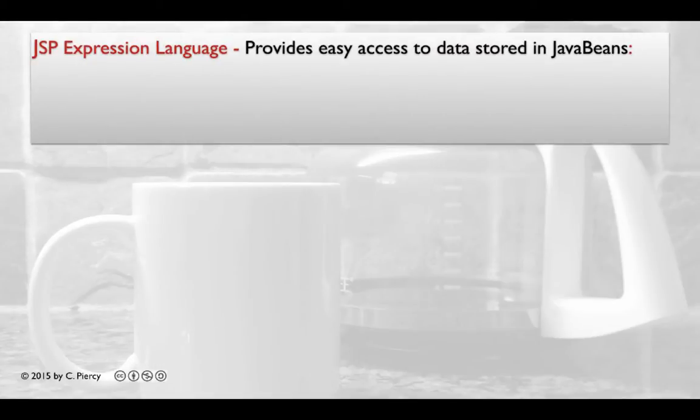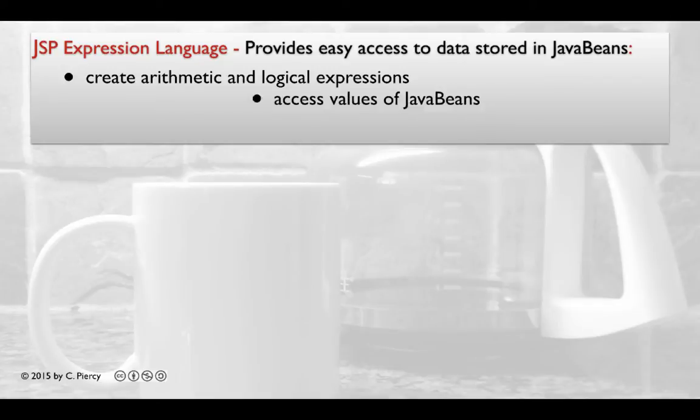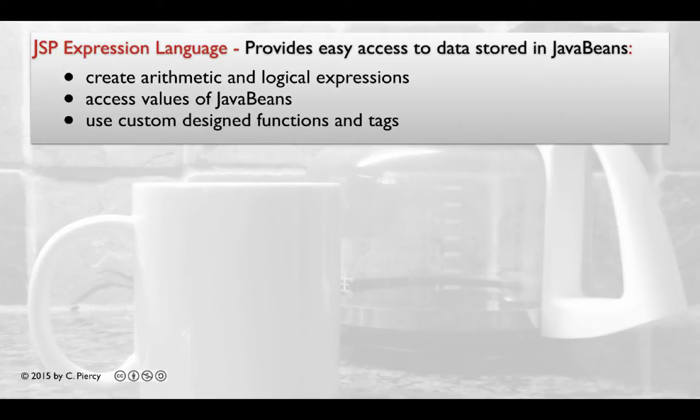In another video, I talked about the JSP expression language. Recall that it was introduced with J2EE version 2.0 to provide an easy way to access application data stored in Java Bean components. The JSP expression language is an improvement over the use of basic JSP tags as it provides more functionality. With JSP expression language, you can create arithmetic and logical expressions, access values of Java Beans, and use custom designed functions and tags.